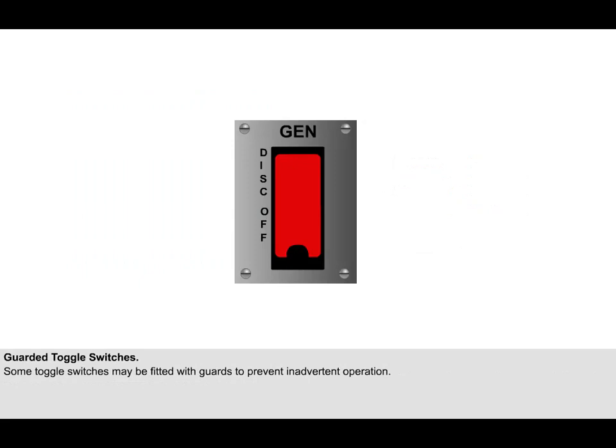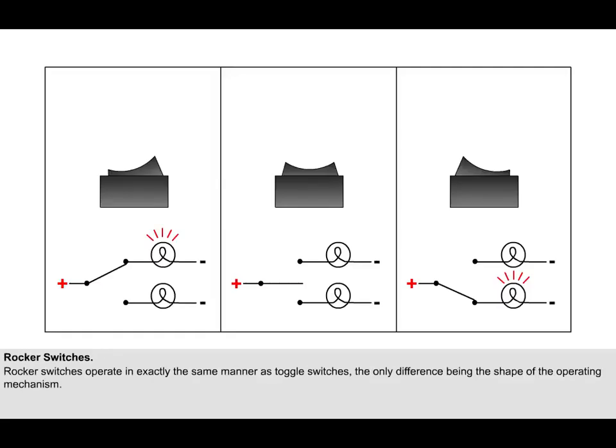Some toggle switches may be fitted with guards to prevent inadvertent operation. Guards are normally fitted to switches which are only operated in abnormal or emergency situations. This generator disconnect switch, for instance, is guarded to the off position. To operate the switch and disconnect the generator, the guard has first to be raised. Rocker switches operate in exactly the same manner as toggle switches, the only difference being the shape of the operating mechanism.